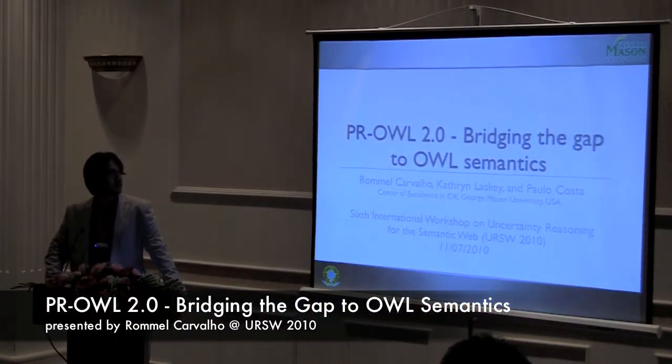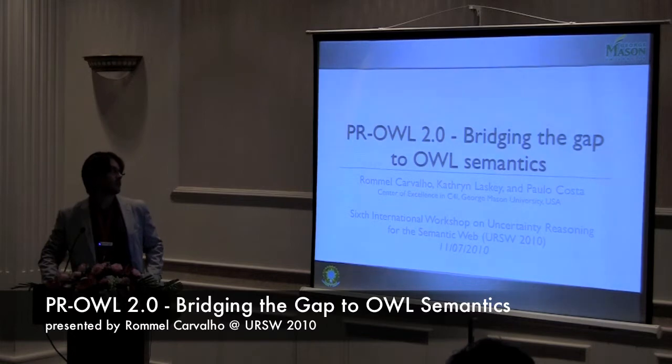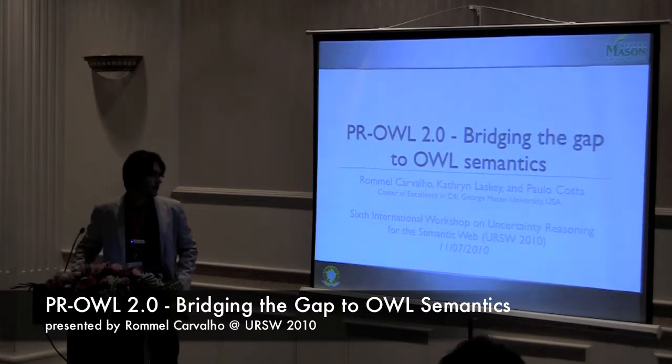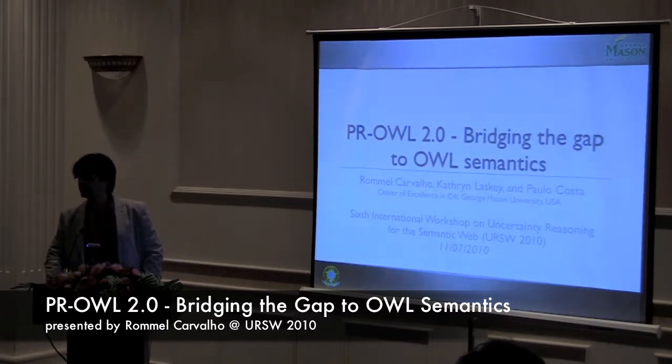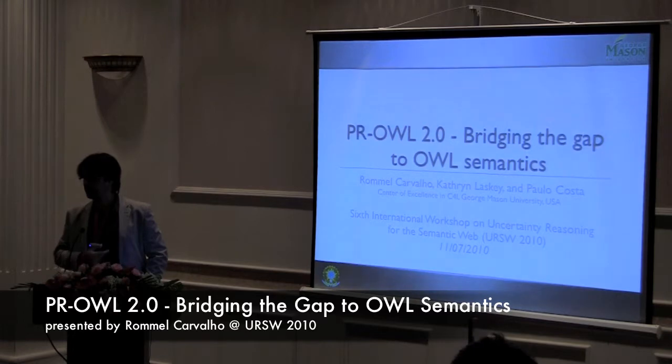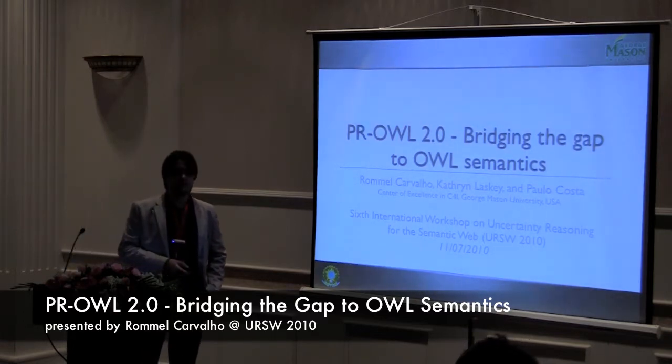Hello. Well, my name is Rommel Carvalho. I'm a PhD student at George Mason University, and I work with Dr. Lasky and Dr. Costa. And I also work for the Brazilian government, where we deal with fraud detection and doing inspection and auditing on projects where you spend federal money. So that's one big use case for me that I've been working on since I started working with probabilistic ontologies.